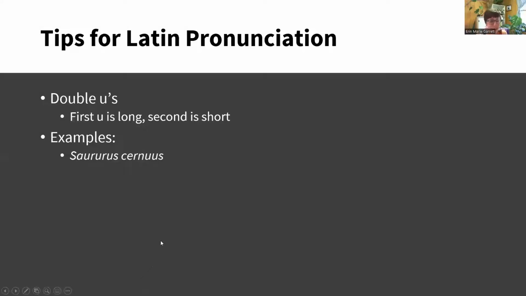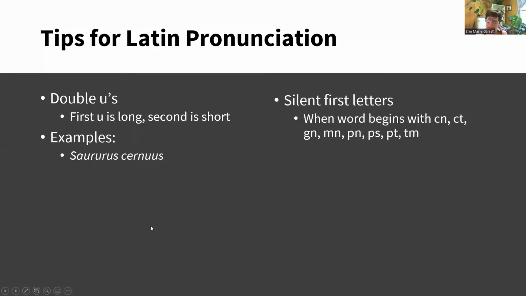Okay, a few other tips. If you have two U's together, the first U is long and the second is short. This is one of my favorite plant names to say because there's way too many U's in it. Saururus cernuus. Cernuus, okay, long, short.